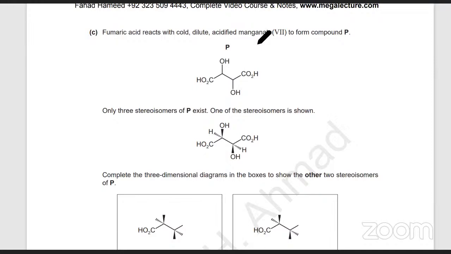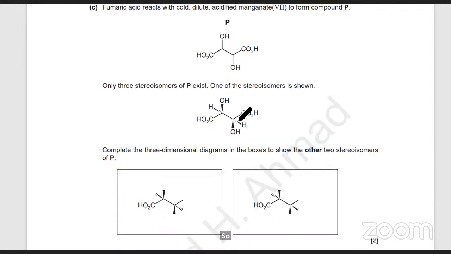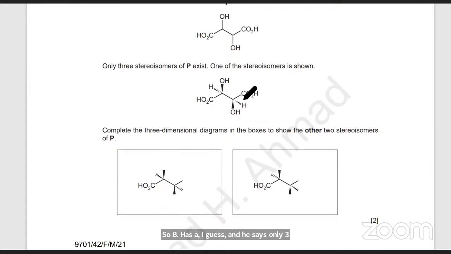Now the next one is this formic acid that's given, and he says that only three stereoisomers of P exist. So P has, I guess, stereoisomers, and he says only three exist. One of the stereoisomers is shown. Complete. Now you have to complete the three-dimensional diagram in the boxes to show the other two stereoisomers. So how do we form stereoisomers? Okay, in this case, what we're going to do is, ek second.